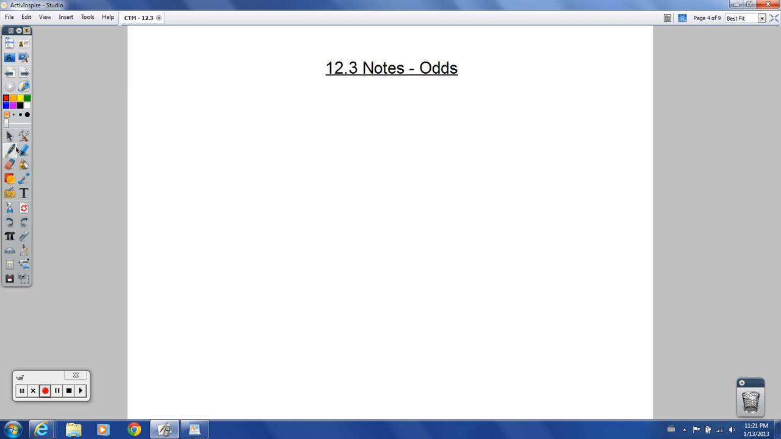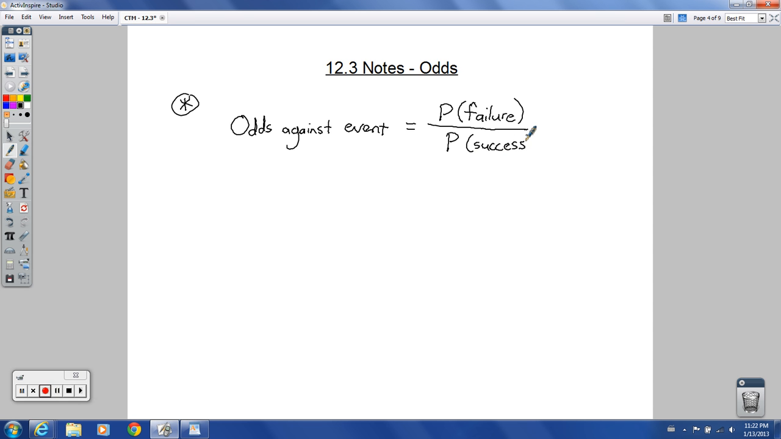So let's get rolling and see what actually equals odds against. Odds against an event is just equal to this: the probability of failure over the probability of actually succeeding, the probability of success.